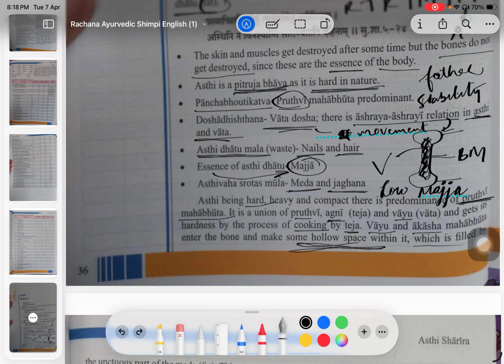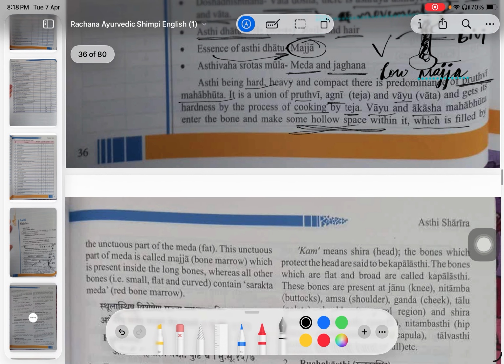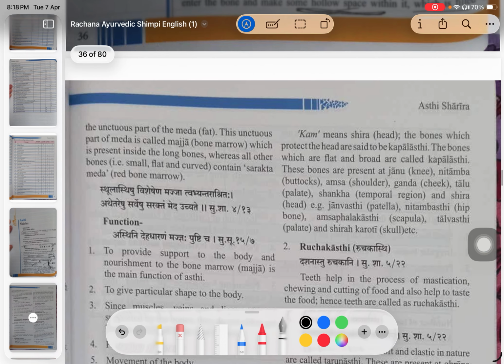and which is filled by the unctuous part of the med, right? This unctuous part of med is called Majja. Like I already explained, the Ashray-Ashrayi Bhav as well, which is present inside the long bones, whereas all other bones like small, flat, curved, they contain Saraktamed, red bone marrow.